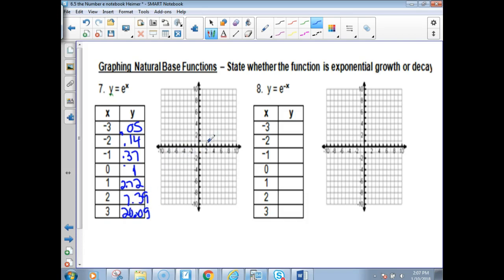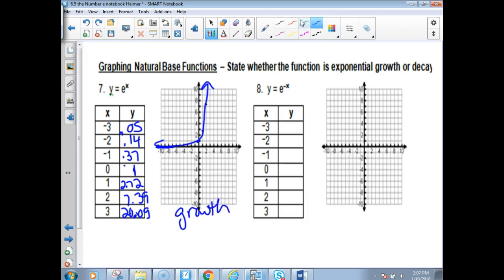Okay, so we can only plot a few. I'm going to plot 2, 7.39. Now, they're not going to be pretty. It's just an estimate of where these points are. Okay, and then I'm just going to plot a couple. 0, 1 would be a nice one to do. And 1, 2.72. And then just sketch what you saw, which is it goes along the x-axis. The x-axis is an asymptote. And then up, up, up, and away. This, of course, was growth.